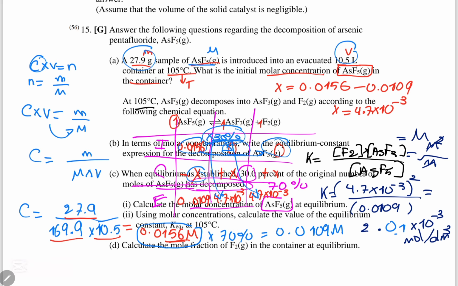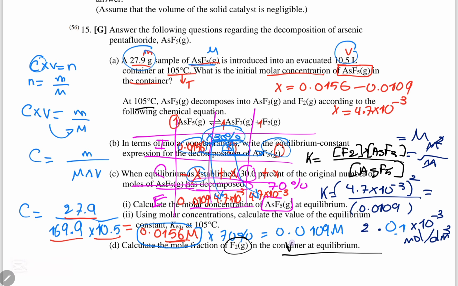Now, part D, what does it say? Calculate the mole fraction of F2 gas in the container at equilibrium. Now, we know the mole fraction is going to be the number of moles of F2 divided by the number of moles of F2 plus the number of moles of AsF3 plus the number of moles of AsF5. Now, we know that the number of moles is concentration times volume.